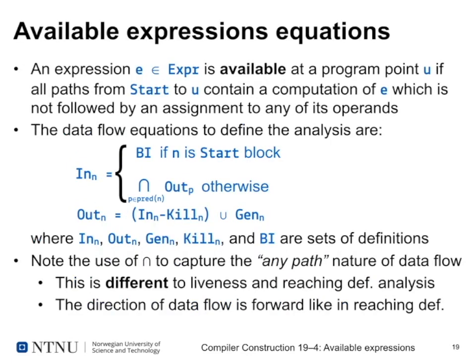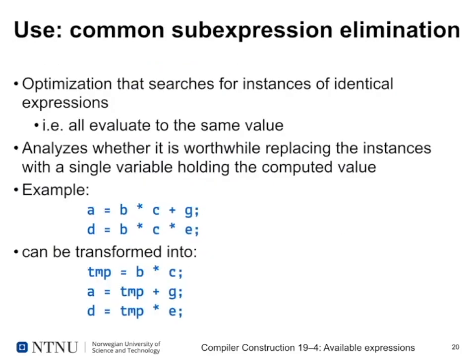So we can use this to define our set of equations, and the important thing is that we use this cut operator to capture the nature of data flow, that we need to know that all paths are actually considered. This is different to liveness and reaching definitions analysis we've seen before, and the direction of data flow is forward like in the reaching definition, whereas in liveness analysis it was backward.